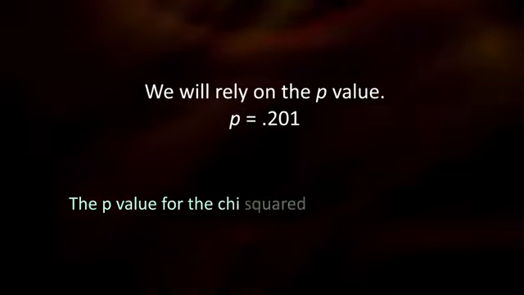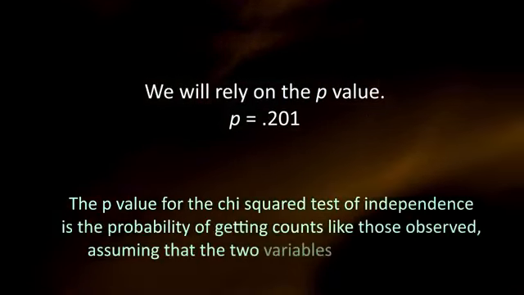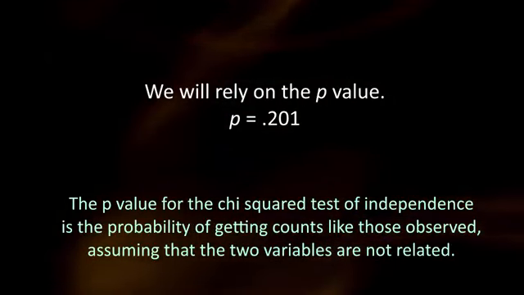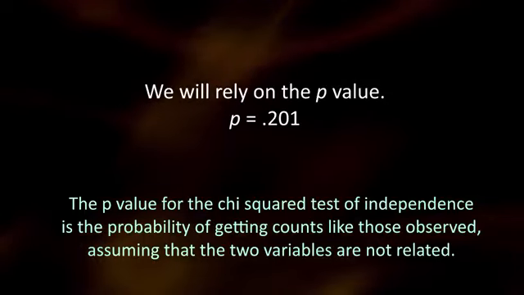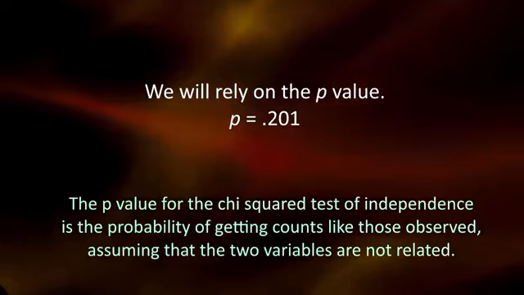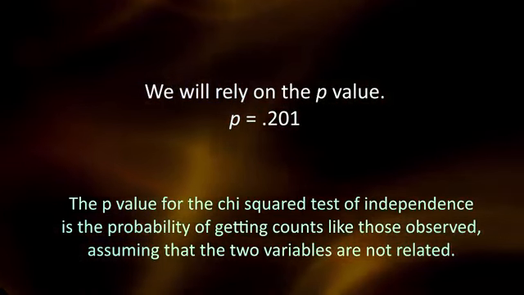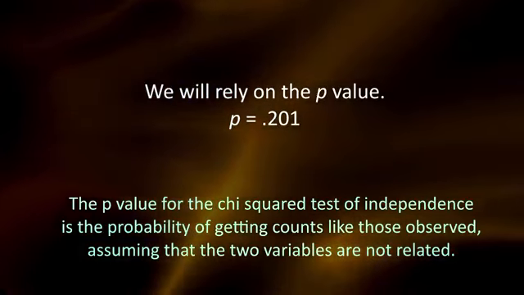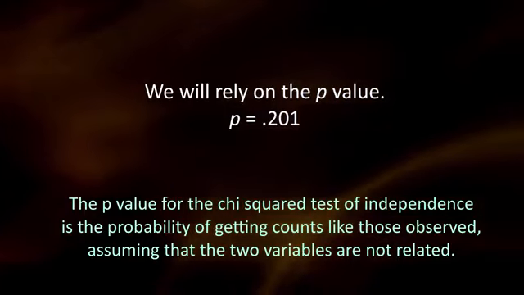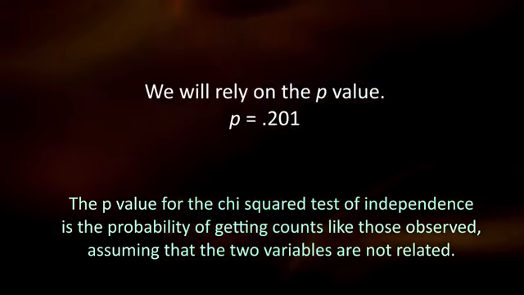The p-value for the chi-squared test of independence is the probability of getting counts like those observed, assuming that the two variables are not related, which is what is claimed by the null hypothesis. The smaller the p-value, the more surprising it would be to get counts like we did if the null hypothesis were true. Technically, the p-value is the probability of observing a chi-square at least as large as the one observed. Using our statistical software, we'll find that the p-value for this test is 0.201.